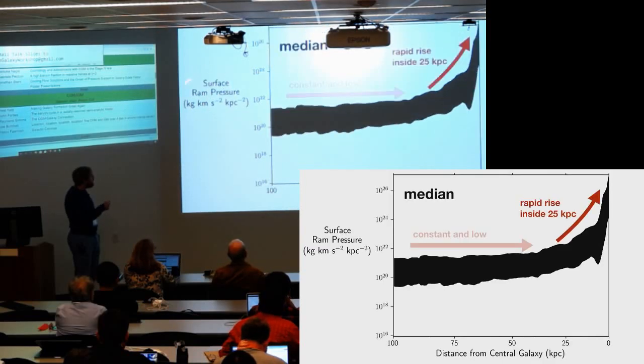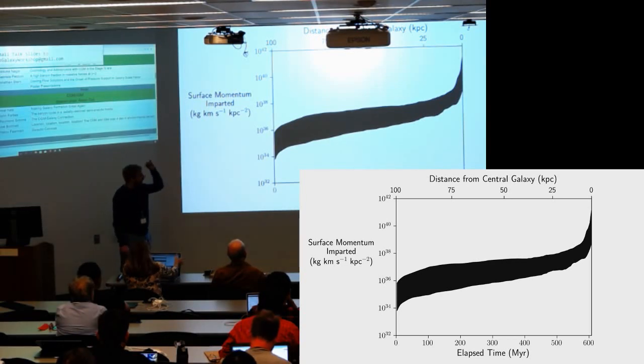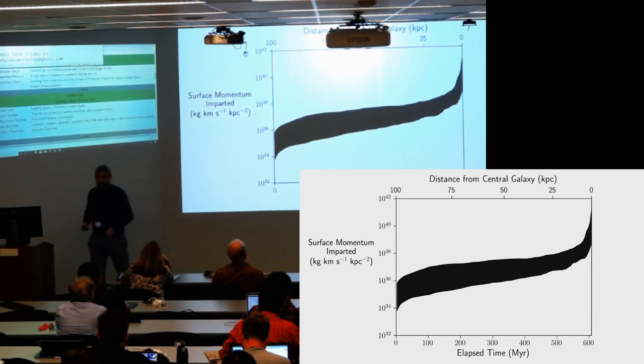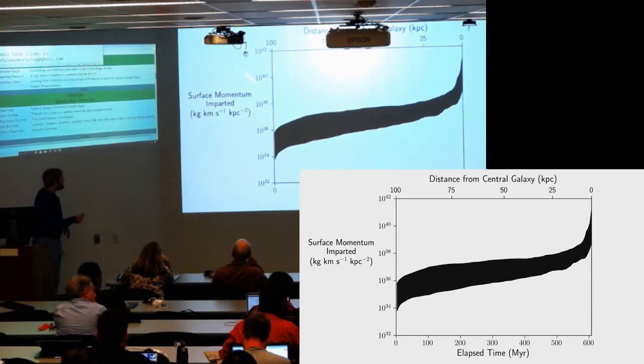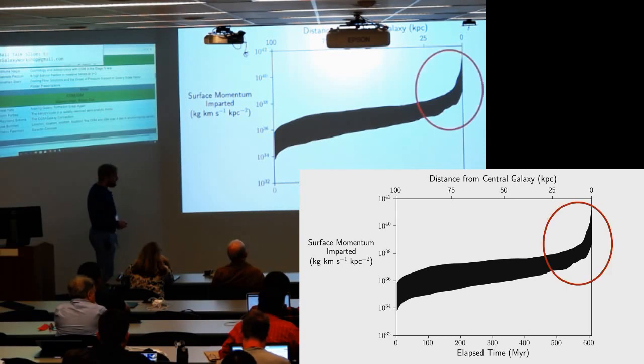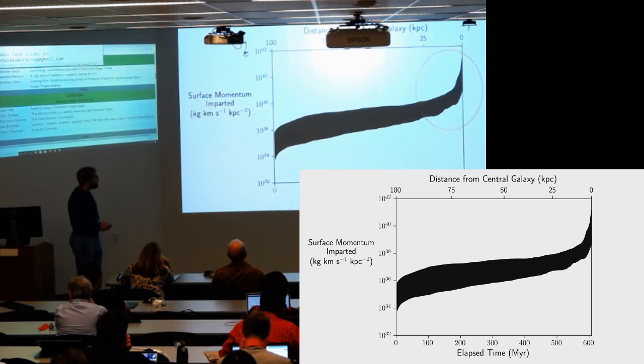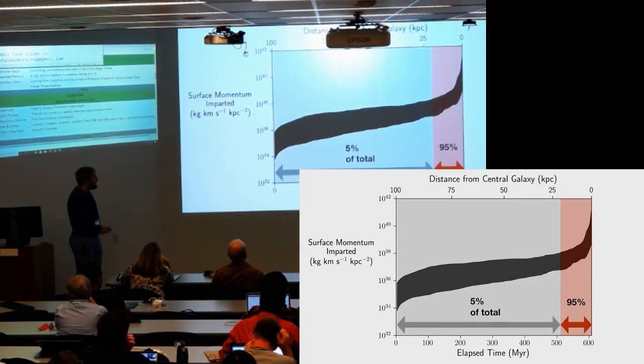Now we're moving from ram pressure profiles to a test particle that we let drop at the free fall rate. Starting at 100 kpc, we're letting it drop through these trajectories. And this is the cumulative surface momentum that is imparted on that test particle. And what I want you to take away is this really dramatic rise right here in the final 50, 100 million years of this test particle, where most of the surface momentum, let me come back to that in a second.